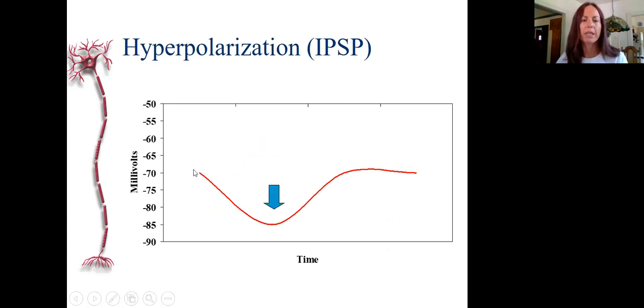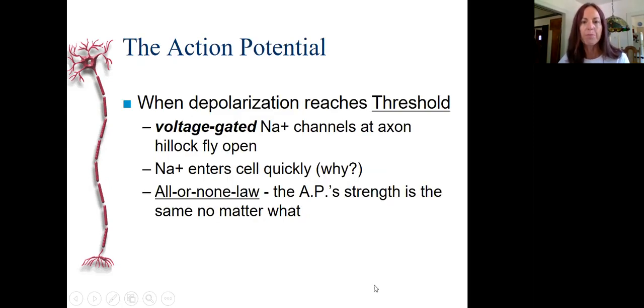Here's the hyperpolarization. Again, it starts at -70, and then let's say some potassium leaves or chloride comes in, and so you get a greater negativity, and that we call hyperpolarization. It's becoming more polarized, hyper meaning more different than the outside of the neuron. So we have a slight hyperpolarization there, and then we get back to -70 like we were. So depolarization, or an EPSP, will take the neuron closer to threshold.